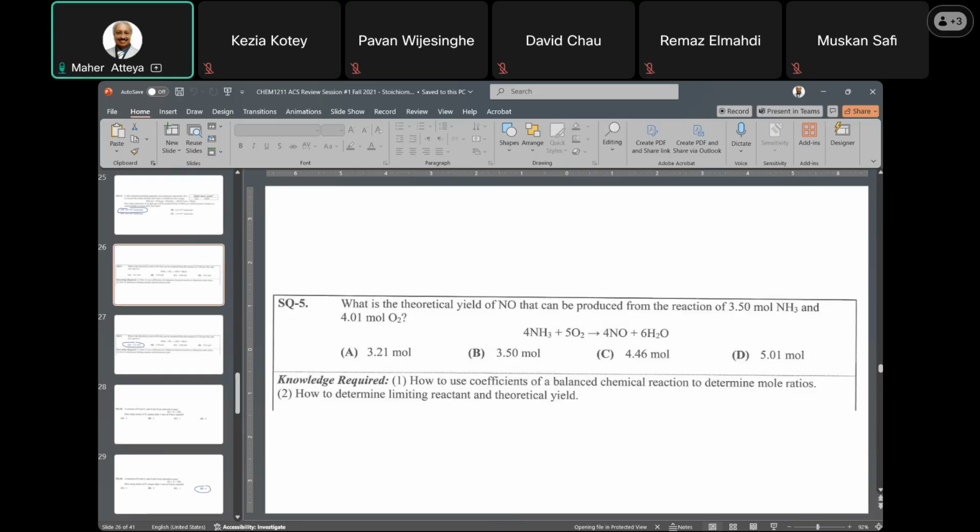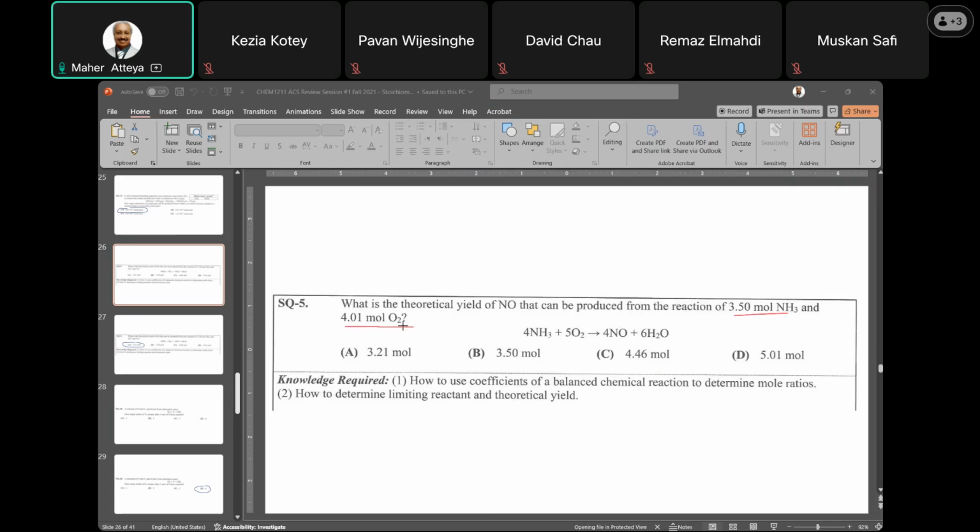What is the theoretical yield of NO that can be produced from the reaction of 3.50 moles? The theoretical yield is the yield based on the limiting reactant, so we have to determine which is the limiting reactant. You have two reactants: ammonia, 3.5 moles, and oxygen, 4.0 moles. Which one is limiting, oxygen or ammonia?